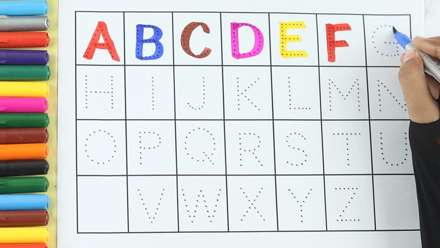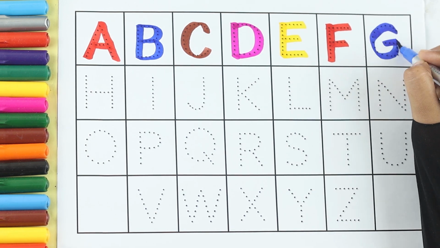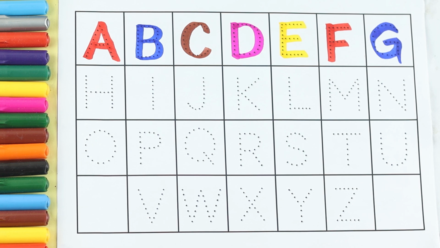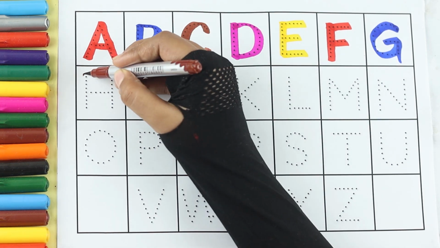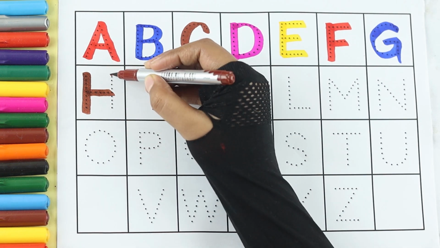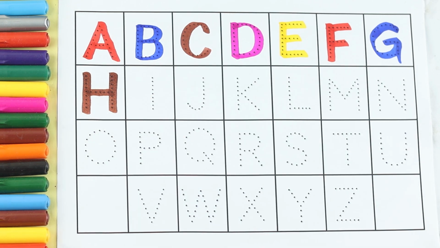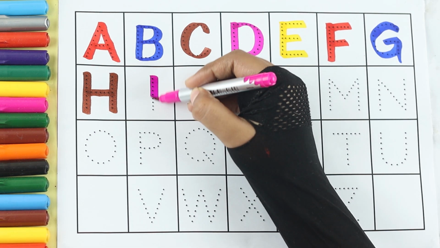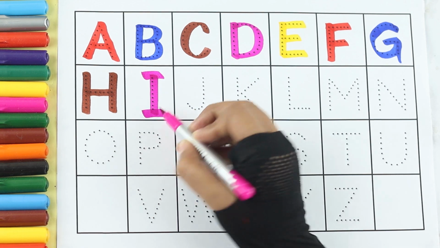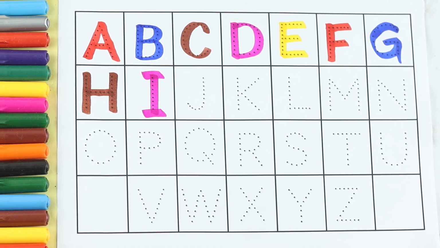Blue color, G for grapes. Brown color, H for hen. Pink color, I for ice cream.